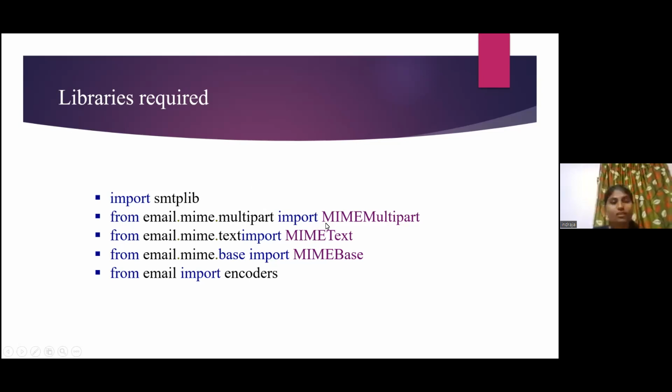We need these libraries, smtplib and MIME. MIME is a framework for encoding and structuring email messages. It allows emails to carry multimedia content and different types of data, and it includes various classes like MIMEMultipart, MIMEText, MIMEBase, etc. Encoders are used to transform data for transmission.